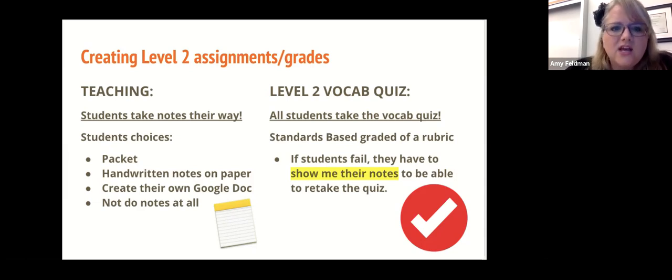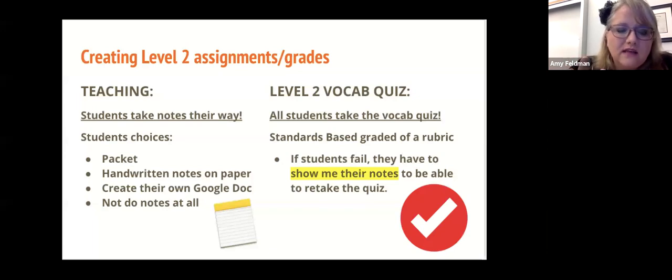I let the kids take notes their own way. Now, I provide them with a packet. I provide them with a Google Doc. I provide them with a notebook. If they need a spiral notebook, I will give them a notebook. They can choose one of those 3 ways to take their notes, or they don't have to take notes at all.